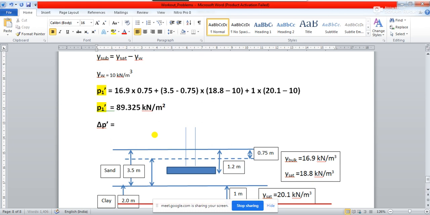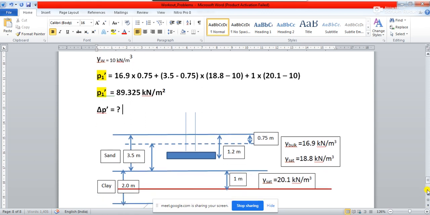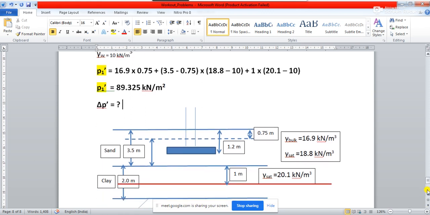So what will be the value of delta P? That is the question. Who can tell me what will be the value of delta P? How do I find out? Conceptually you tell me, then I'll explain. If you have the concept right, then it's very simple to do. We have already explained the theoretical concept behind it. So what will be the value of delta P?